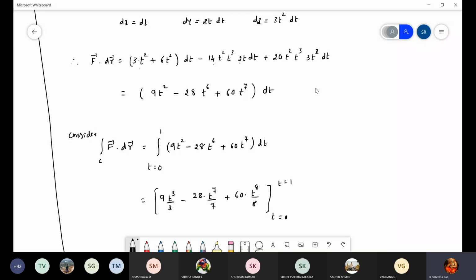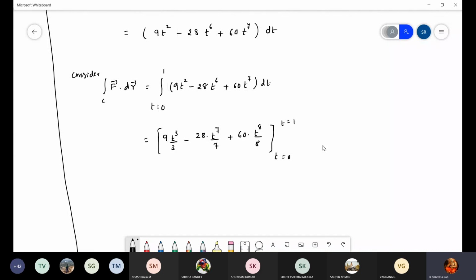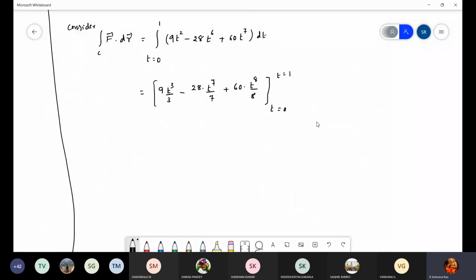Before substitution, first simplify. Any term that cancels, you cancel it. Here 3 and 9 cancel, you will get 3t cube minus 7 fours are 28, so 4 times t power 7, minus 60 by 8 which is 15 by 2, t power 8.